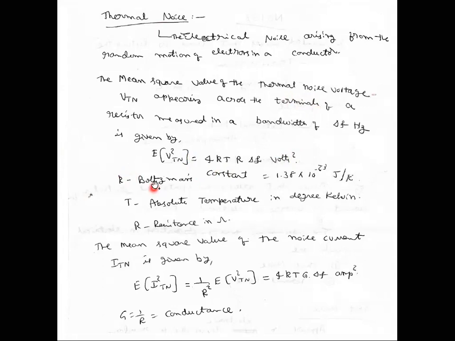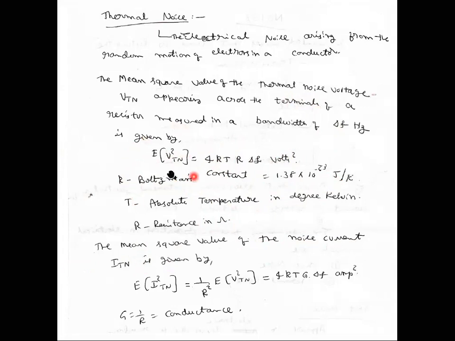And here, what is k? k is the Boltzmann constant, which is 1.38 times 10 power minus 23 joules per Kelvin. T is absolute temperature in degrees Kelvin, R is the value of resistance in ohms, and delta F is the bandwidth.